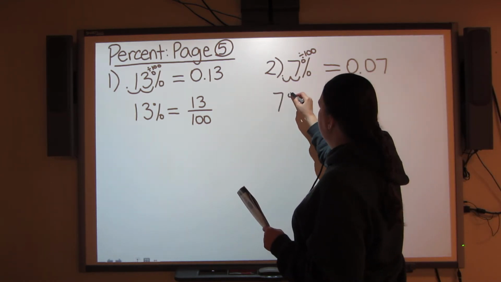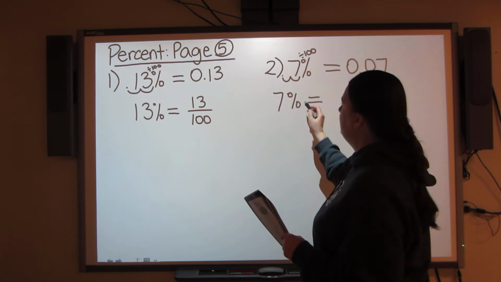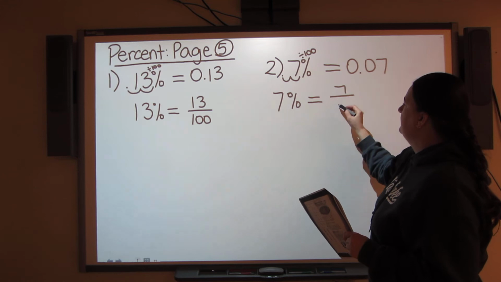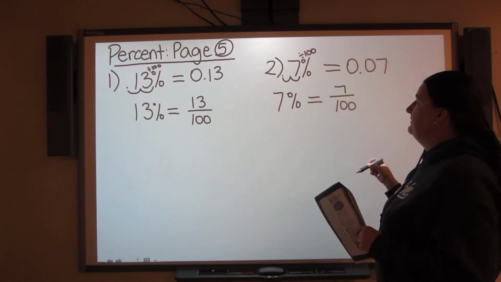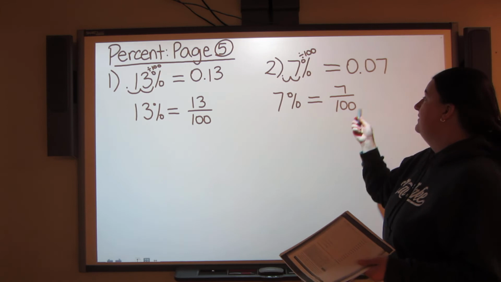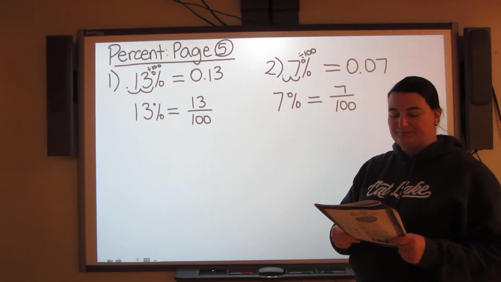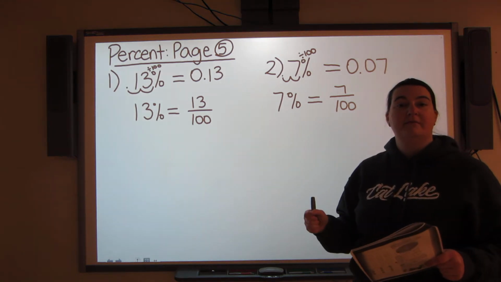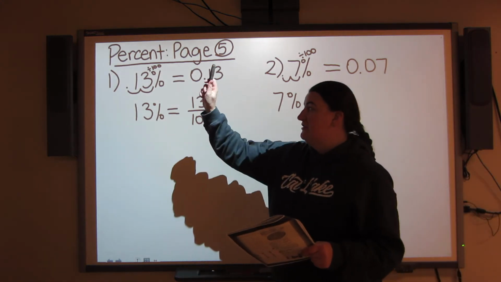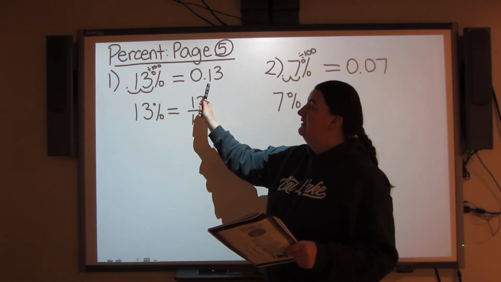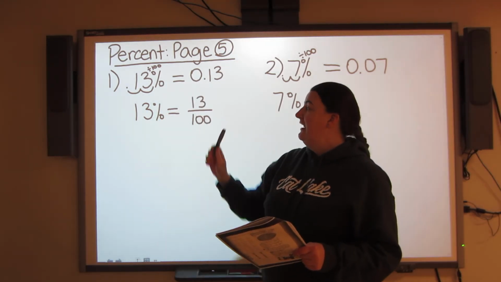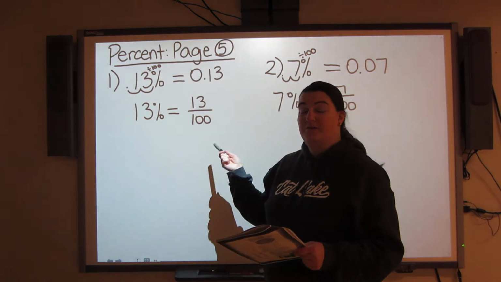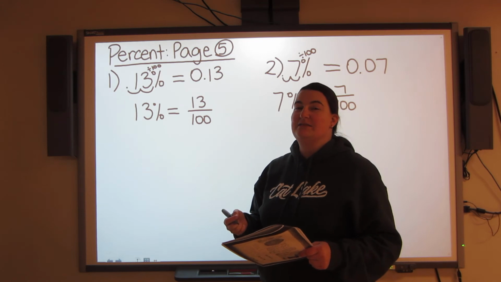And then I need to do the same thing by changing my percent into a fraction. Whatever your percent is, that's your new numerator. 100 goes on the bottom, and it's already lowest terms because 7 is a prime number. So that's how you do all of the questions on page 5. Exactly like this. You change your percent to a decimal by dividing by 100, and then you change your percent to a fraction by putting denominator of 100 and finding lowest terms.